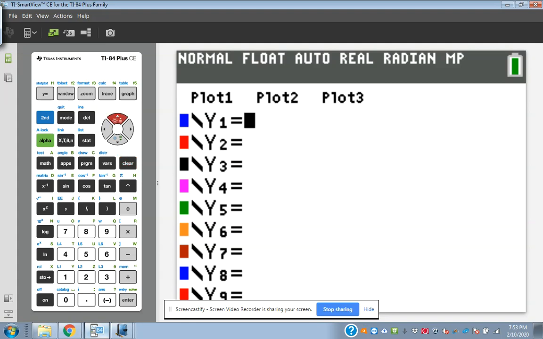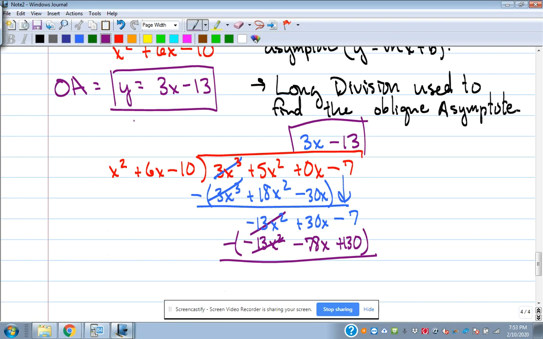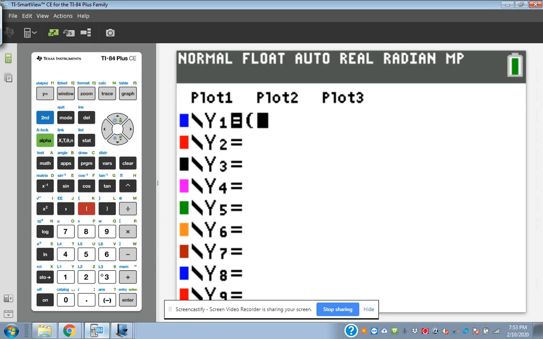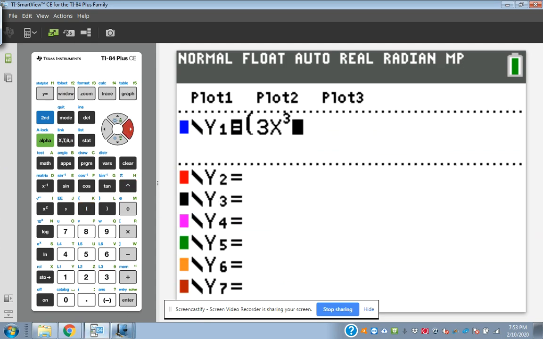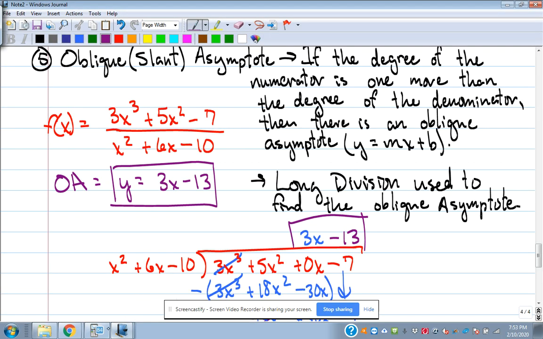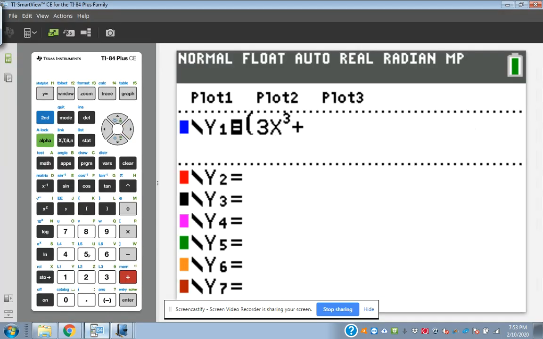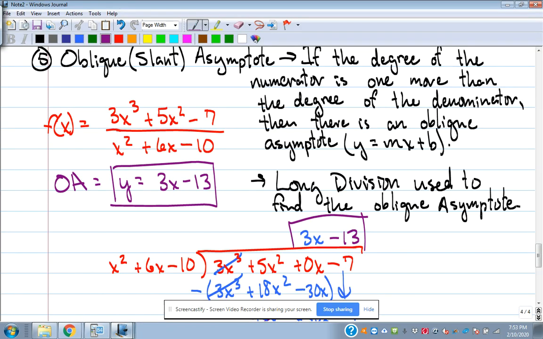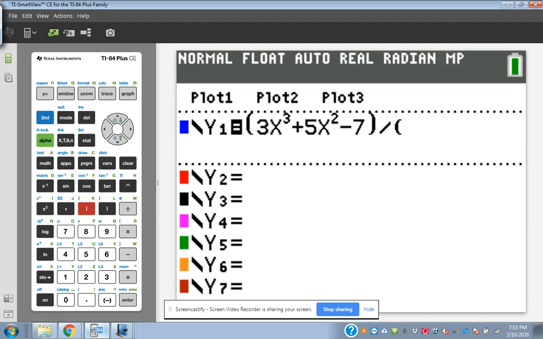So I'm going to graph that original function that we had there, which was 3x cubed plus 5x squared minus 7. So I'm going to graph that. Parentheses 3x raised to the third plus 5x squared minus 7, close parentheses, divided by parentheses x squared plus 6x minus 10.